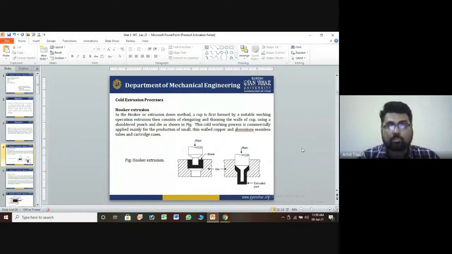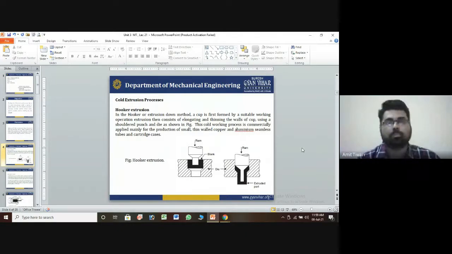Because you fix one end and the other end is free, you have to apply pressure. Equal and opposite pressure is applied, and by applying this equal and opposite pressure the length will be increasing. This process is known as the extrusion process.